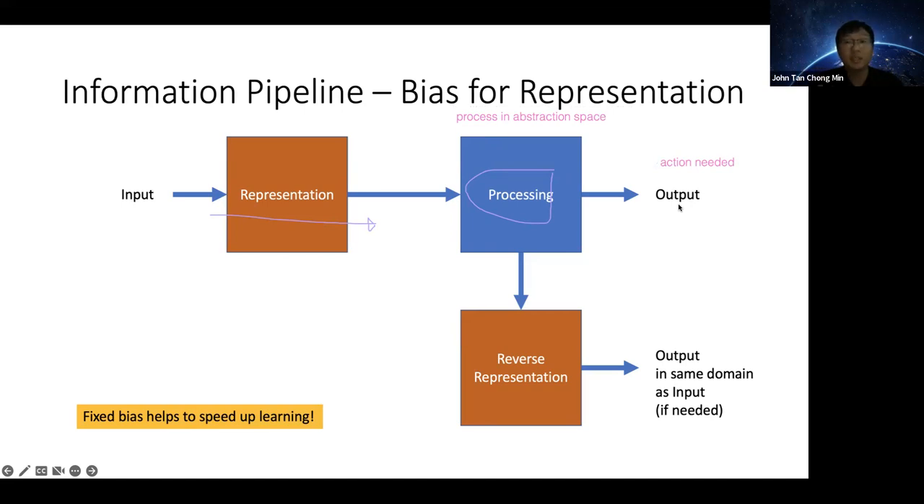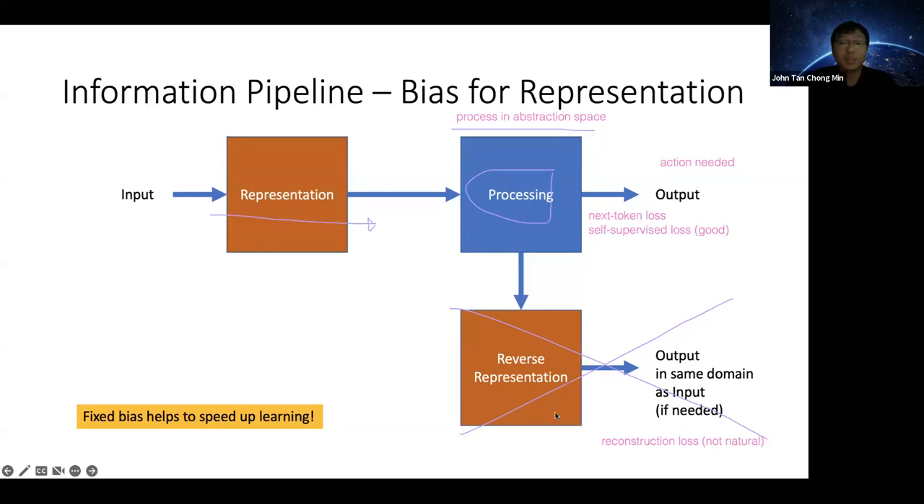After you do your processing in the abstraction space, if you so need to, you can also reconstruct. But I think this part here is artificial. I don't think we need to reconstruct at all when we do decision making. But if you are doing some form of computer application where you want to do segmentation, then no choice, you need to reconstruct. But the loss will not be like the next token loss. This next token loss is in the processing here, a self-supervised loss, which is good. But if you want to do the reconstruction loss here, this is not natural. I don't believe this is natural for humans.